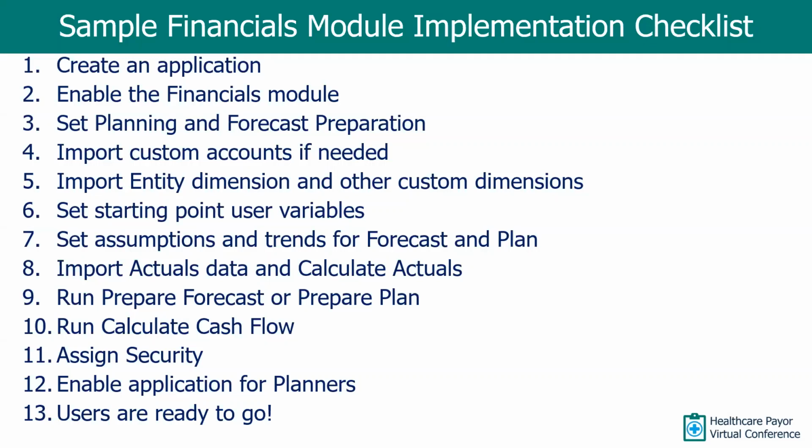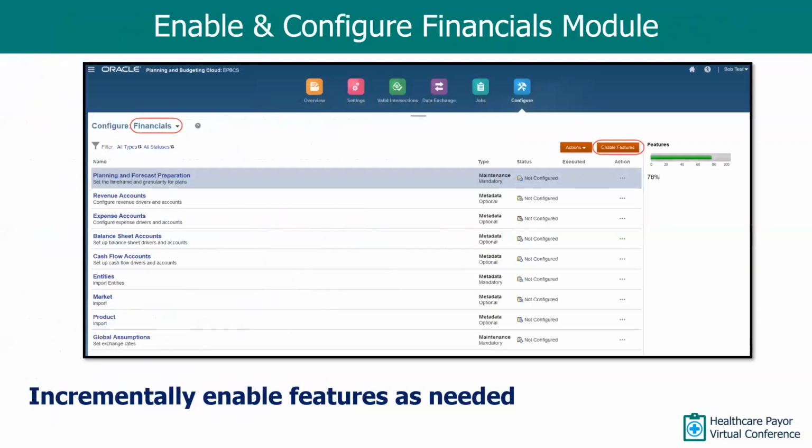And then at that point, we set some variables. We need to set some assumptions and some trends. We're going to be loading in our actual data. We run a pre-built rule that's delivered, either the prepare forecast and/or the prepare plan business rule. And then the application's ready to go. We need to assign security and provision users so that they can get in. But that's it. So this is your high-level step, and I'm going to take you through each one of those components.